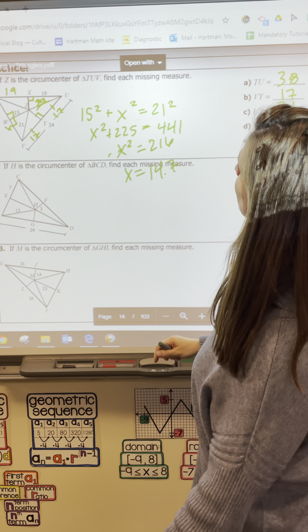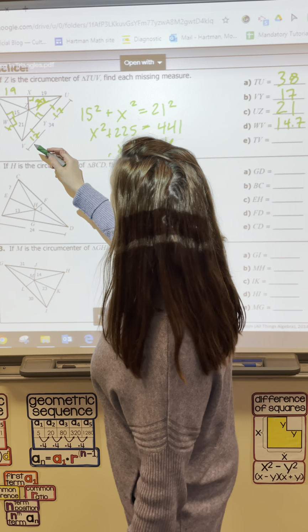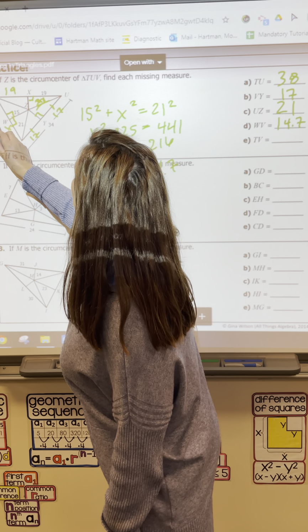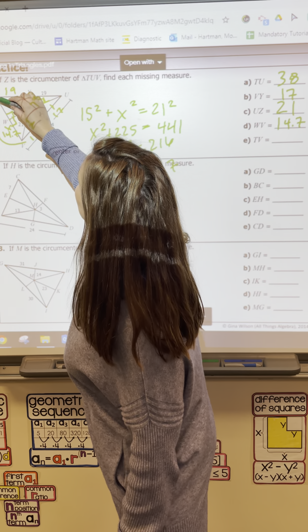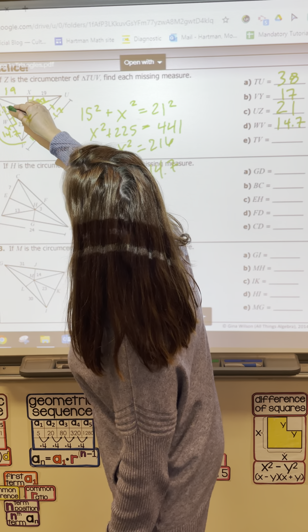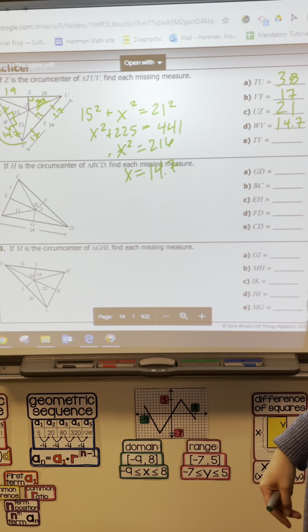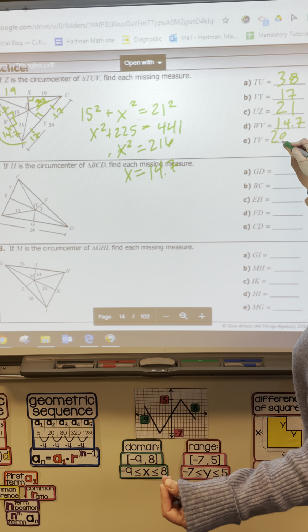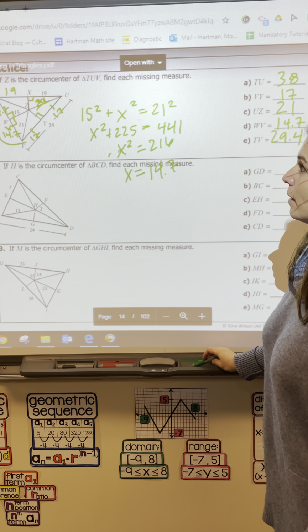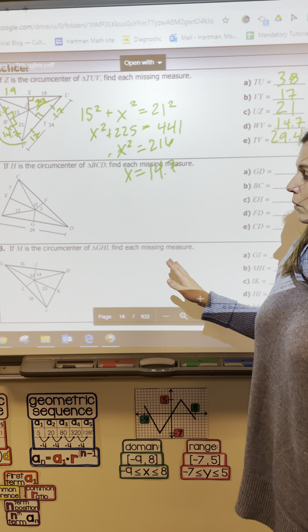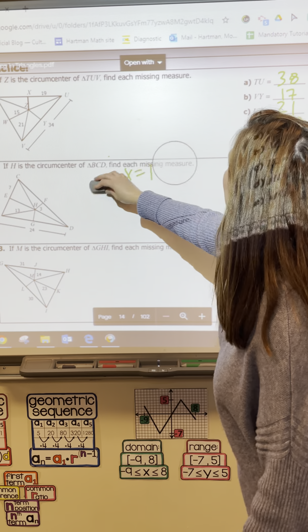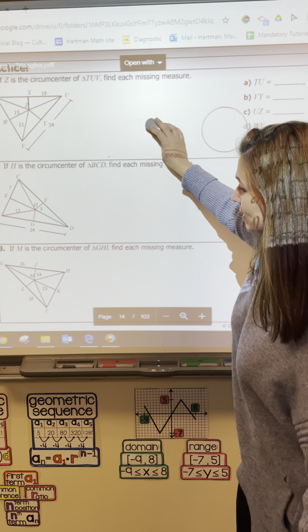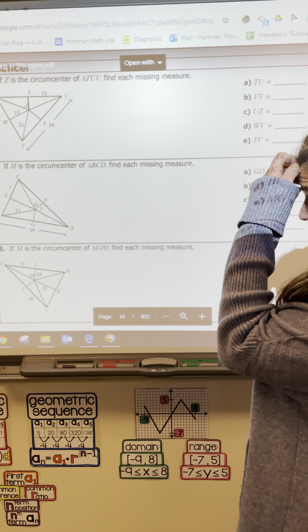And now it's asking me TV. Well, TV is this whole length. So if this is 14.7, this is 14.7. So when I add 14.7 and 14.7 together, I get 29.4. So that's how circumcenter works. Let's look at number 3 and do that one together. And again, if you want to pause this, figure them out on your own, and then come back, do that too.